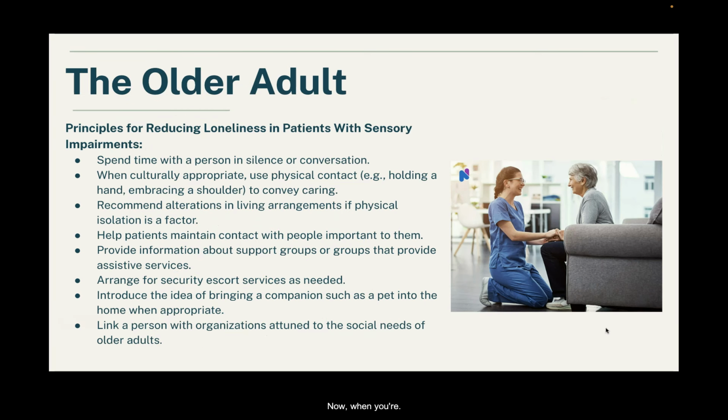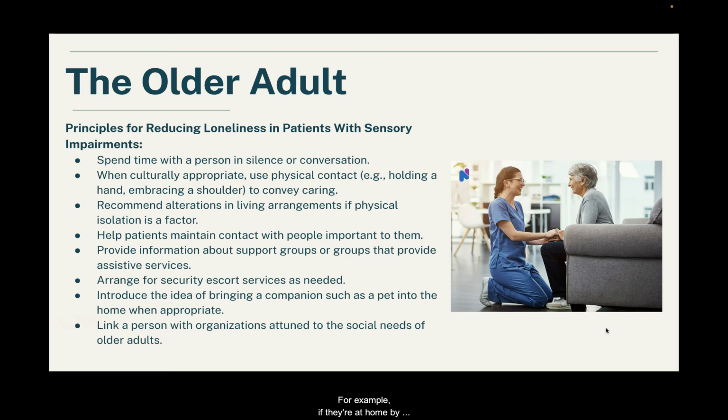Now, because we focus on the older adult, there are certain things that we can do to reduce loneliness in patients with sensory impairments. Spend time with them, sometimes just in silence. Let them talk. When culturally appropriate, you can use physical contact, like holding the hand or embracing the shoulder. It shows caring. Recommend alterations in living arrangements if isolation is a factor.